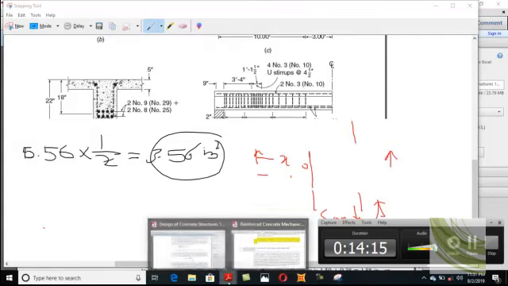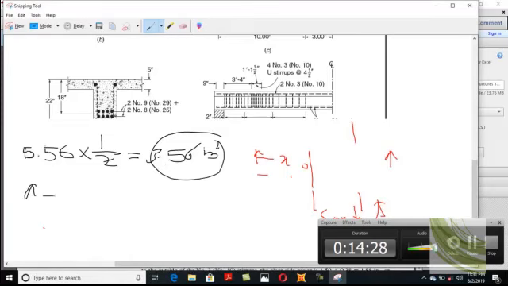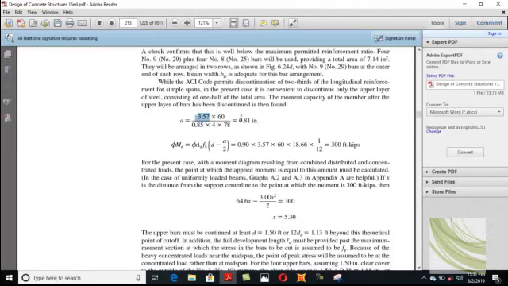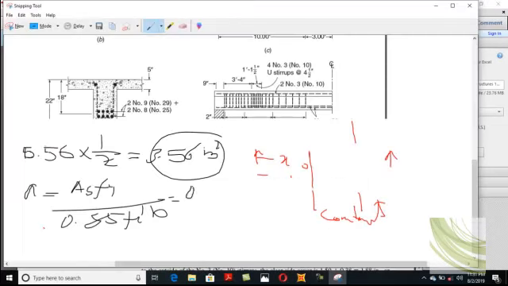So now your a will be revised. A will be revised. Basically you have to recalculate your a now, because your a has changed. From there you can get your a from 0.85 f'c b, which comes out to be 0.85, and then you will recalculate your moment capacity.